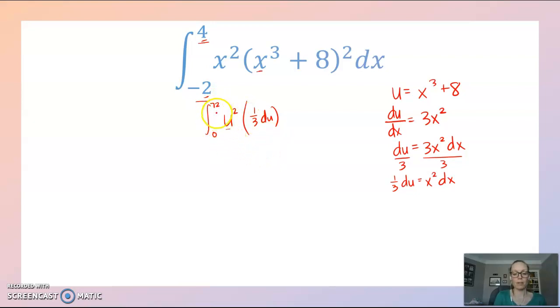Now the nice thing about this is that once I've changed these bounds, I do not have to go back into terms of x to evaluate this integral. So here I'm going to move the 1/3 out in front because that's a constant. And then I'm going to add 1 to the exponent now and divide by that new number. So I have 1/3 times u to the third over 3, and this is going to be evaluated from 0 to 72.